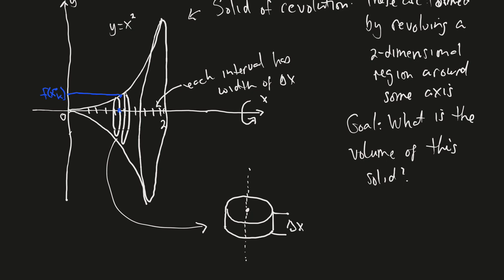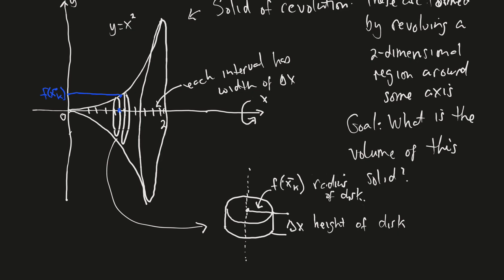So this is the height of one of our very tiny disks. And then the radius is this distance here, and that distance is my f of x k bar. So let's label that. This here is f of x k bar, and this represents the radius of the disk, right? Radius of disk.